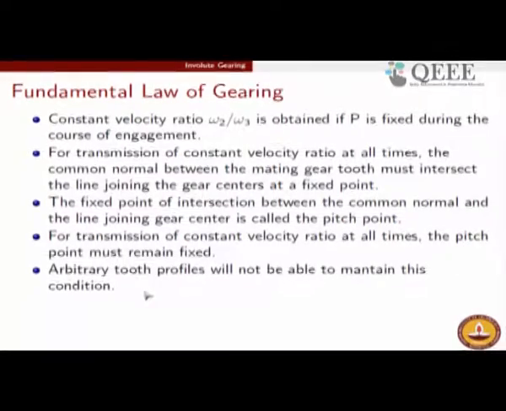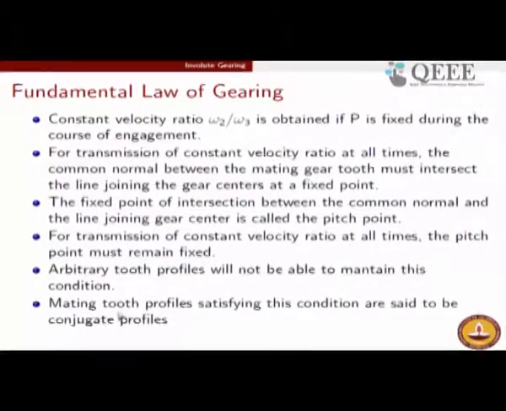So, even if the common normal changes, it should be ensured that the point of intersection of the common normal with the line joining the gear centers does not change. The very special kinds of tooth profiles which are able to satisfy this condition as demanded by the fundamental law of gearing are called conjugate tooth profiles, and the tooth profiles that we are going to talk about from here on are going to be these conjugate tooth profiles.